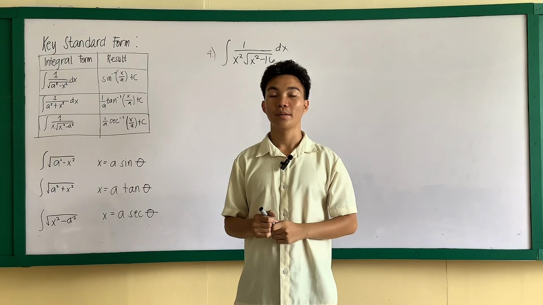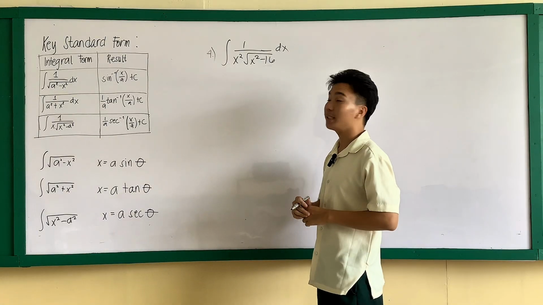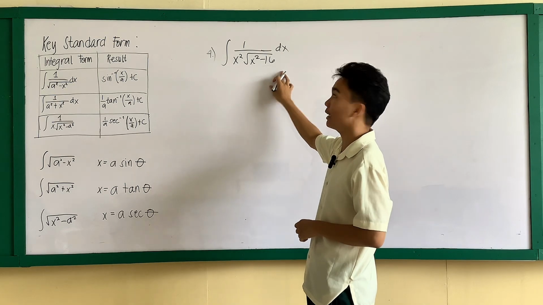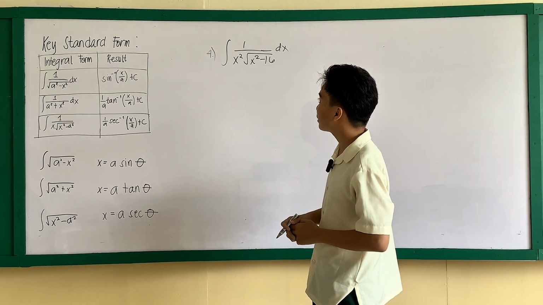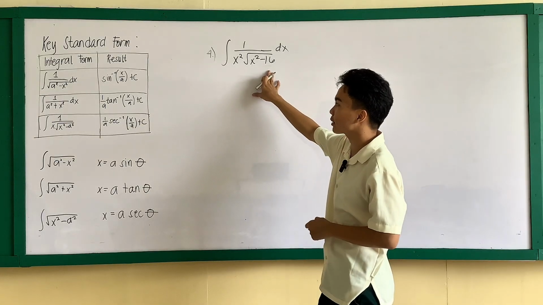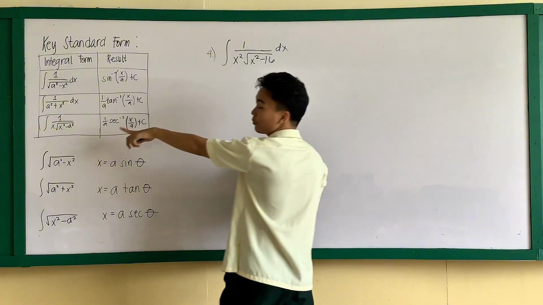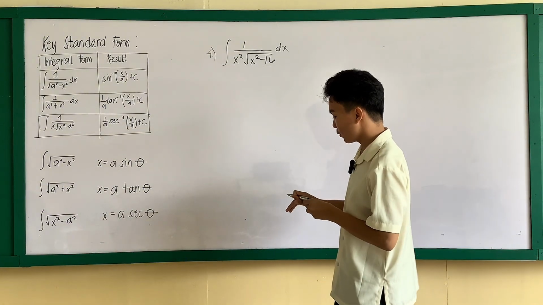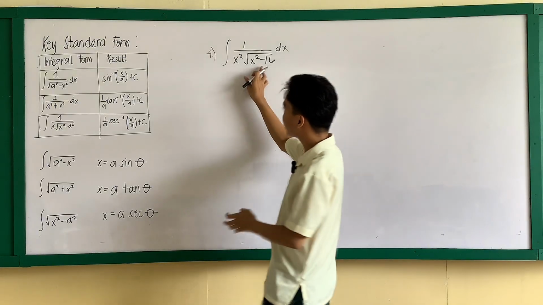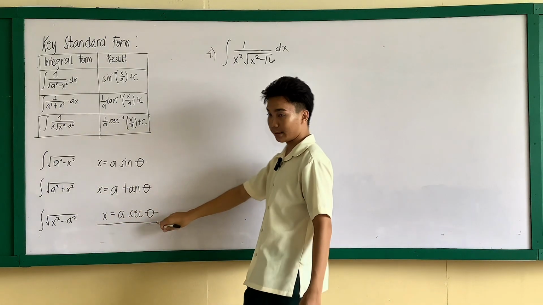So now let's proceed to our fourth problem, which is the integral of 1 over x squared times the square root of x squared minus 16 dx. So now we can use this integral form because it's more complex, because as you can see it doesn't match any of these integral forms. So we're going to use this, as you can see it matches this integral form.